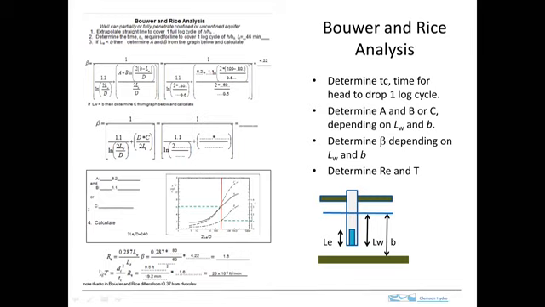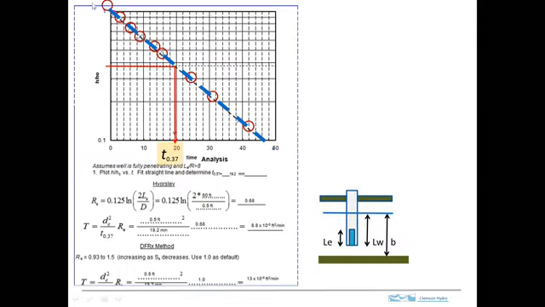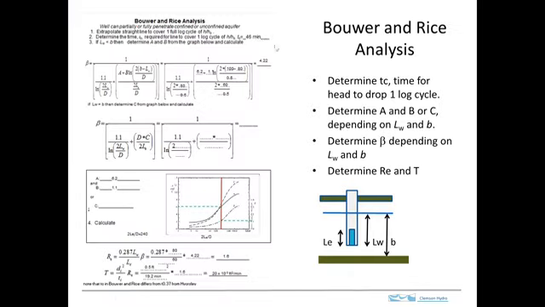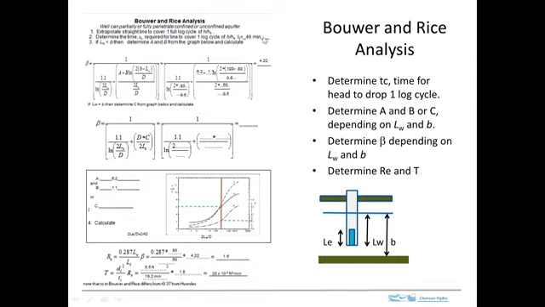So ultimately, you're going to solve this equation, which is the same equation that we had before, with one important difference. This T sub C is the time that it takes for H over H0 to drop one full log cycle. So extrapolate this out and determine the time to go from here to here. In this case, it's 46 minutes. So 46 minutes goes right there to keep track of it.